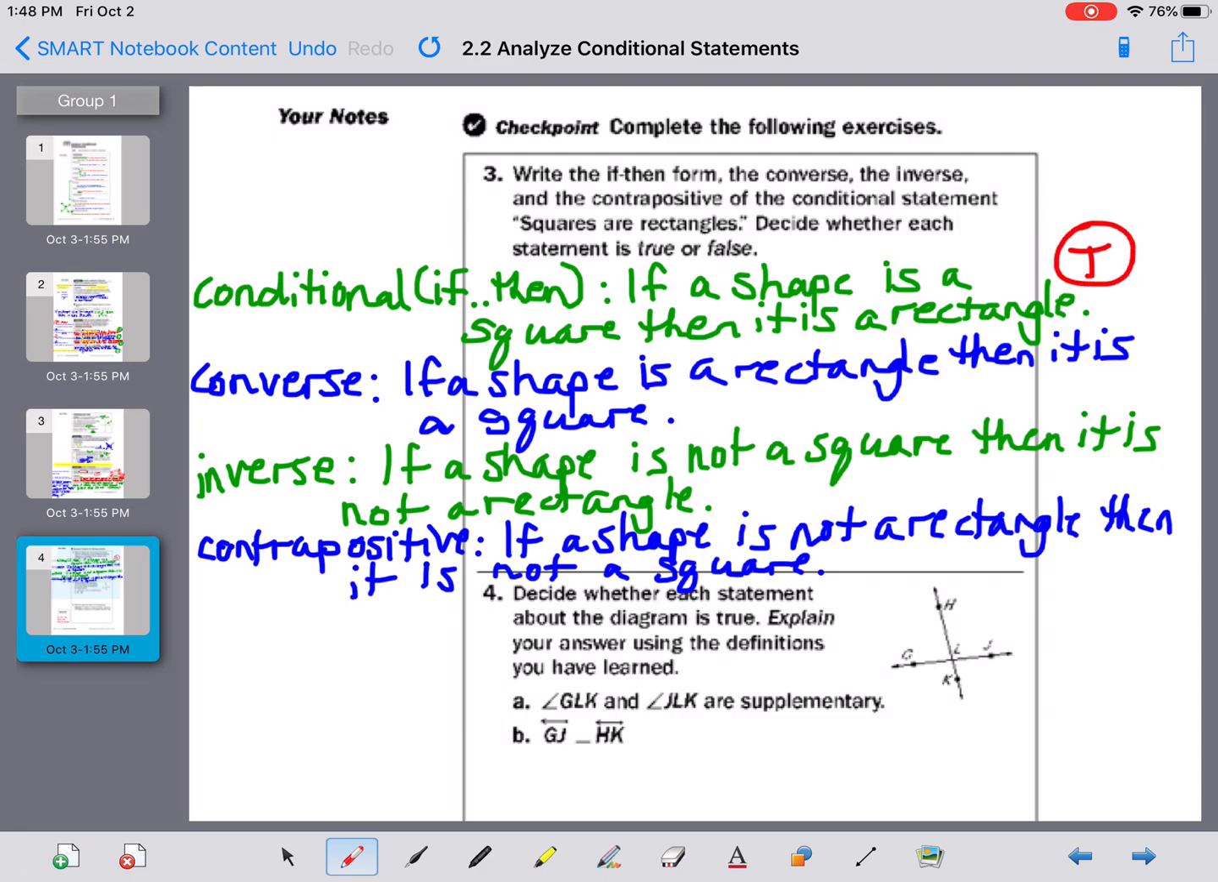Okay, converse. If a shape is a rectangle, will it always be a square? Not always, so we have to give a false on that one. If a shape is not a square, does it mean that it's also not a rectangle? That's also going to be a false for us. If a shape is not a rectangle, does that mean it's not a square? And that has to be true. If you can't say it's a rectangle, you can't say it's a square. Okay?